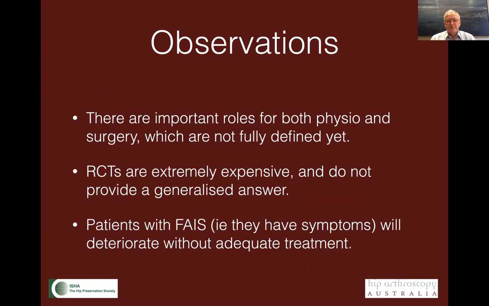There are important roles for both physiotherapy and surgery, and these roles have not been fully defined as yet. Randomised controlled trials are extremely expensive. Ours cost around $1 million, and that kind of money is simply not available for large numbers of trials. They're also incredibly time consuming, and they do not provide a generalised answer to any question. They merely provide an answer to one very specific question and with a large number of built-in assumptions. So I don't think that RCTs are the be-all and end-all, important as they are.